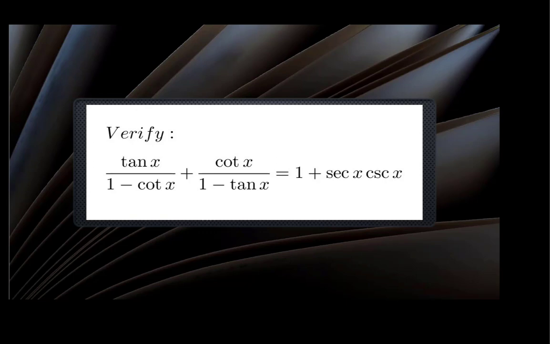Hello everyone, welcome to this trigonometry problem. This is a small question. We are asked to verify this equality: tangent x over 1 minus cotangent x plus cotangent x over 1 minus tangent x is equal to 1 plus sec x plus cosec x. When we have this one, we have to prove that the quantity on the left yields the quantity on the right. So we are going to analyze the quantity on the left.